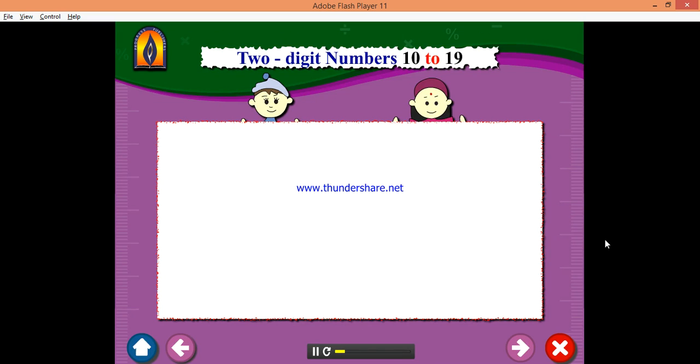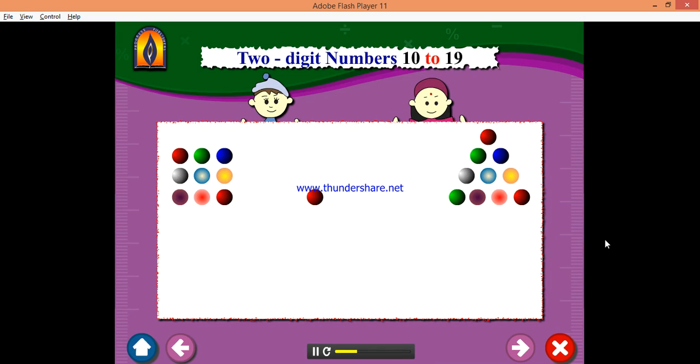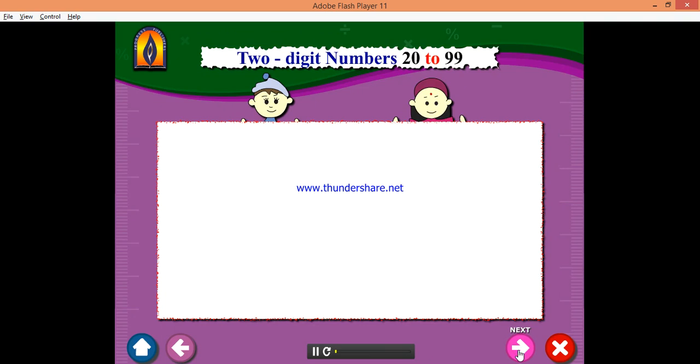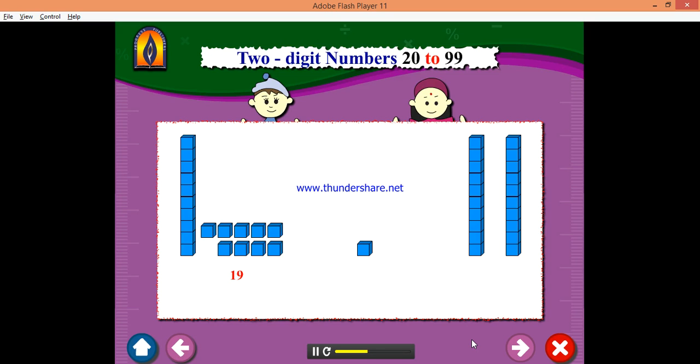Two-digit numbers 10 to 19. 9 plus 1 is equal to 10. 10 is the smallest two-digit number. Count and write the two-digit numbers 20 to 99. 19 and one more is 20. We write 20 as 20.